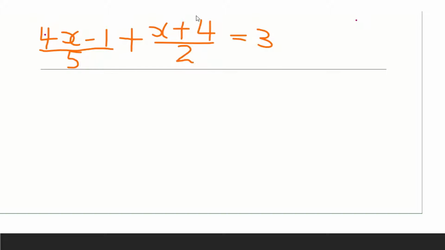We have this algebraic expression here, and what we are required to do is to just go ahead and solve. So what you're going to do first is find our LCM. And as you can see, our LCM is equal to 10. Okay, so now that we know our LCM, we can go ahead and begin.